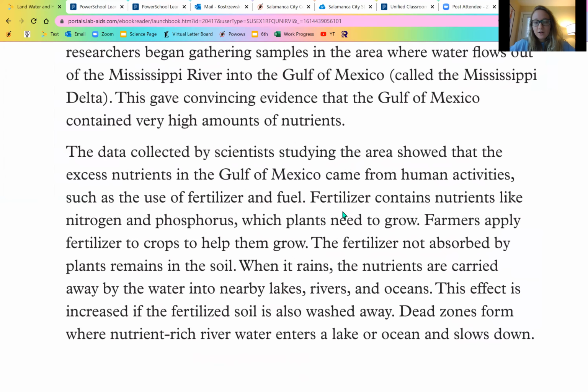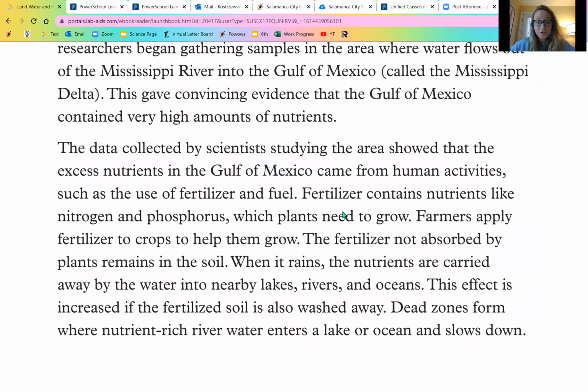Here. Fertilizer contains nutrients like nitrogen and phosphorus, which plants need to grow. Farmers apply fertilizer to crops to help them grow. The fertilizer not absorbed by plants remains in the soil. When it rains, the nutrients are carried away by water into lakes, rivers, and oceans. This effect is increased if the fertilized soil is washed away.